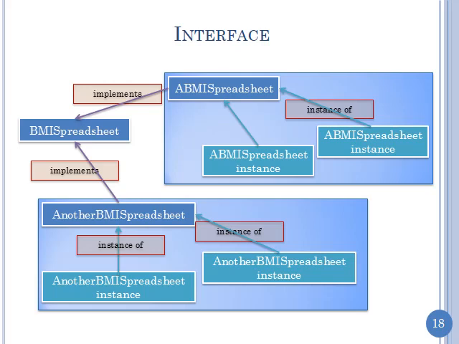And then we have these arrows here that say that this particular class implements this interface. Okay, so BMI spreadsheet and another BMI spreadsheet both implement BMI spreadsheet, the interface. Okay, so we have a relationship between an instance and a class and an interface. Is there a relationship between an instance and an interface? Can we derive new kinds of relationships based on these two relationships? Can we somehow combine these relationships in some way?